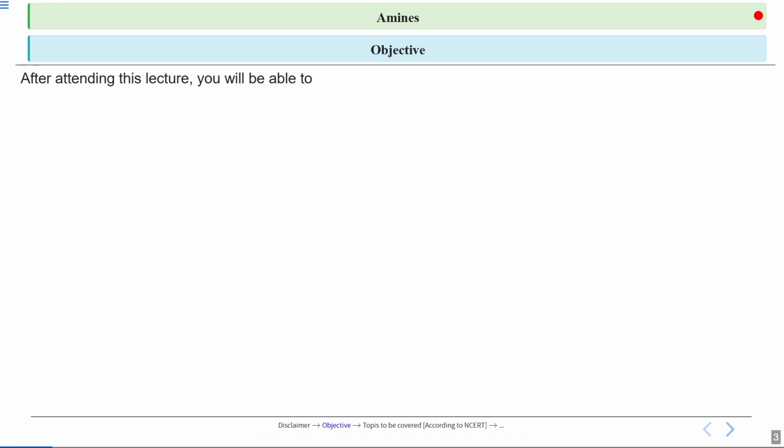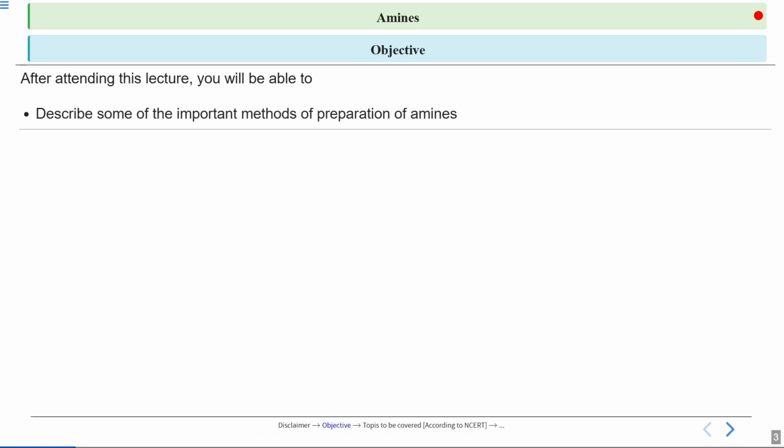So what is the objective of today's lecture? After attending this lecture, you will be able to understand the topics which we are going to cover today. So today we are going to describe some of the important methods of preparation of amines.